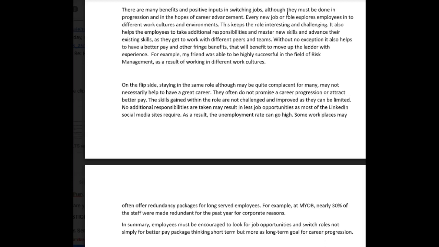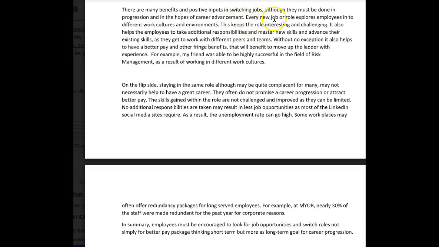Without exception, it also helps to have a better pay and other fringe benefits that will benefit, again, benefit, that will allow one to move up the ladder with experience. For example, my friend was able to be highly successful in the field of risk management as a result of working in different work cultures. Okay, a lot of this is good, but there is a part where there was absolutely no support. It was just like idea, and there was no development, there was no explanation, there was no support for some of your ideas. Let's talk about some of that.